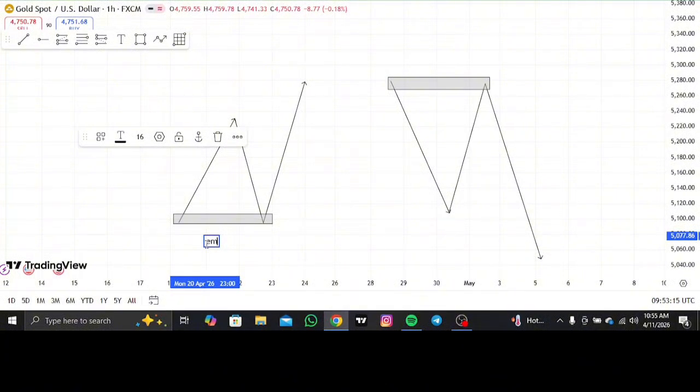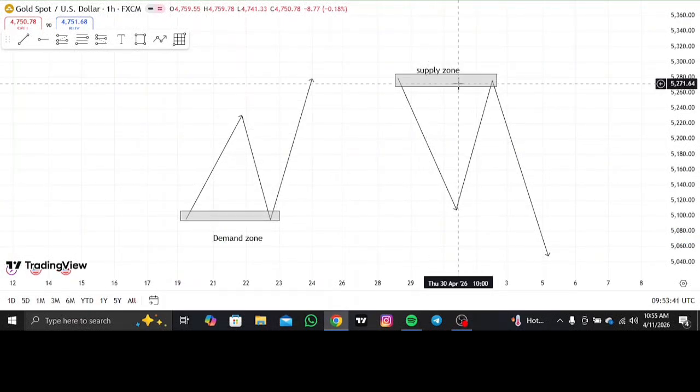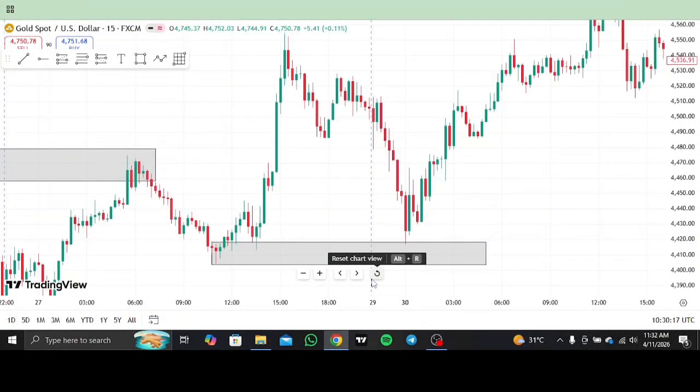Here is called your demand zone, right? While this up here is called your supply zone. Now that's to explain what a demand zone and a supply zone simply is. Again, think of it like areas where the market previously made strong decisions. Okay, now let me show you what this actually looks like on the chart.